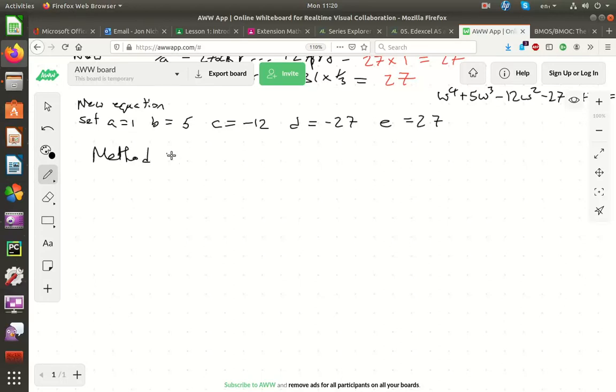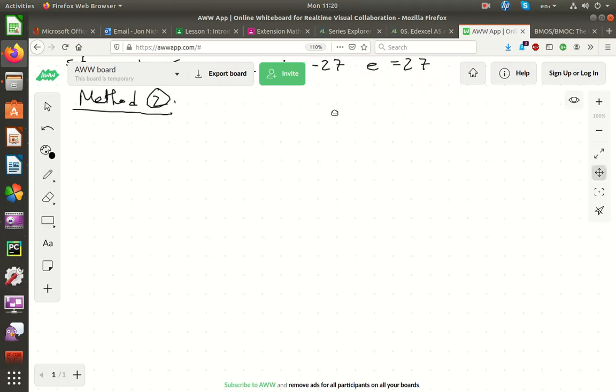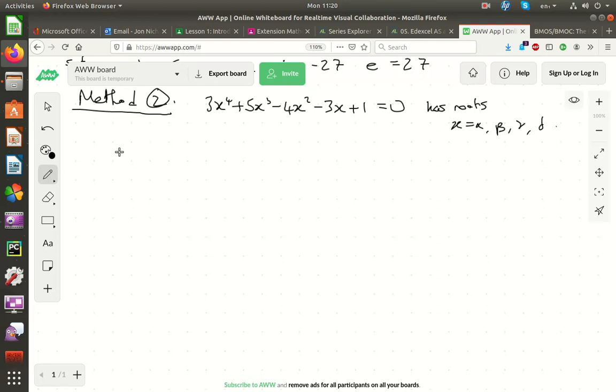Okay, method 2. Let's give ourselves lots of space again and write everything up again. So we've got 3x to the 4 plus 5x cubed minus 4x squared minus 3x plus 1 equals 0, has roots, and I'm going to write it x equals alpha or beta or gamma or delta. Those are the values which solve the equation. Well, if we want an equation with roots 3 alpha, 3 beta, 3 gamma, and 3 delta, what do we really need here?